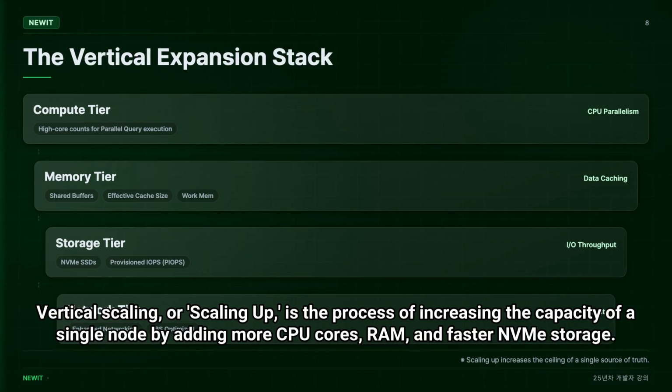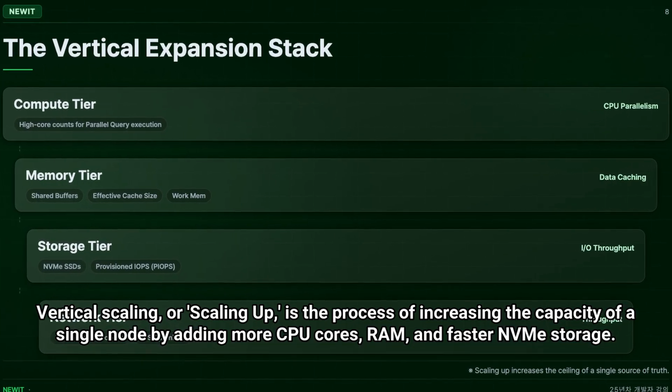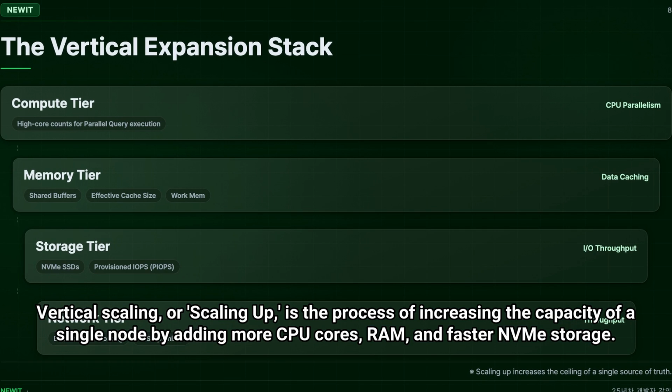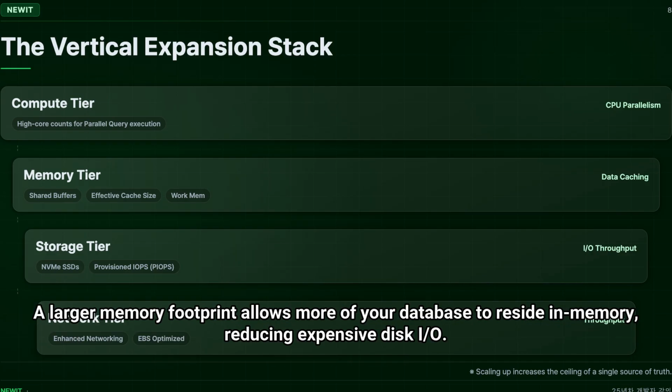Vertical scaling, or scaling up, is the process of increasing the capacity of a single node by adding more CPU cores, RAM, and faster NVMe storage. In cloud environments like AWS or Azure, this is as simple as changing an instance type from an M6g.xlarge to an M7g.16xlarge. For PostgreSQL, the most critical resource is often RAM for the shared buffers and the operating system's file system cache. A larger memory footprint allows more of your database to reside in memory, reducing expensive disk I/O.